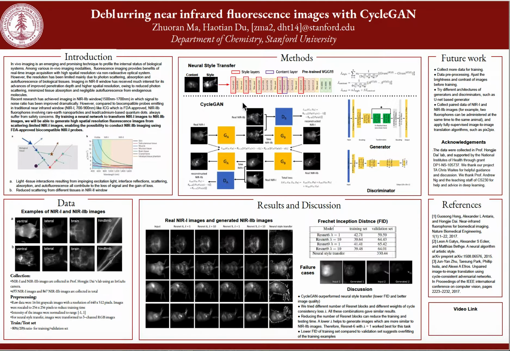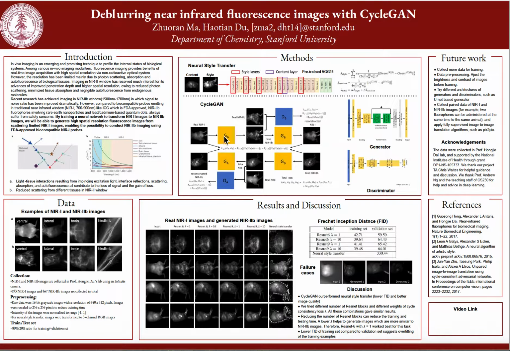Another model we use is called CycleGAN. CycleGAN is an image-to-image translation algorithm using an unpaired dataset. Here's how it works. There are two generators, GA and GB, and two discriminators, DA and DB. First, we use a real NIR1 image as the input for the generator GA to generate a fake NIR2B image. And the discriminator DB is here to tell whether a NIR2B image is real or fake.